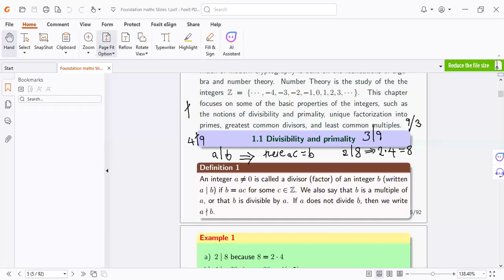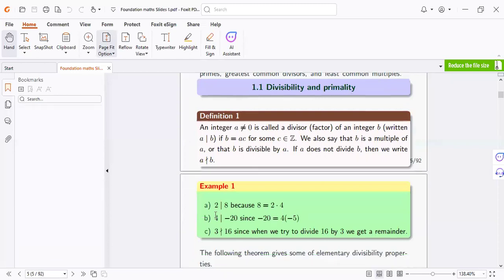I've given some examples here. For instance, 2 divides 8, and 4 divides -20, and the reason is I can get a number, -5, which when multiplied by 4 gives me -20. And I've said 3 does not divide 16. I'm using this symbol here to mean does not divide 16.